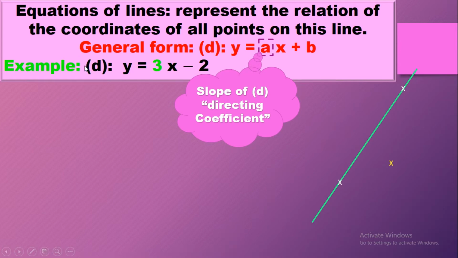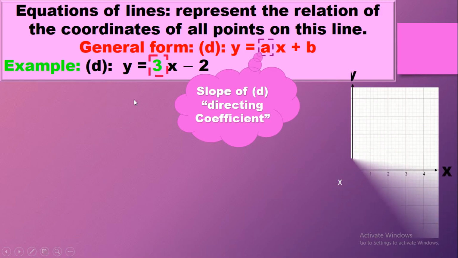Well, here we have an example, a straight line D with equation y equals 3x minus 2. Sure, the slope is the number that precedes x, it's here 3. If there is no number, it means the slope will be 1, x is like 1x. Now let's learn together how to draw such line in an orthonormal system.